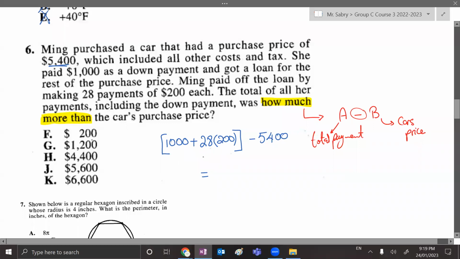So when you calculate, this is a total of 5,600 plus 1,000, so that's 6,600 minus 5,400, which is 1,200. It's a difference of $1,200. So G is the correct answer. Does this make sense, everyone?